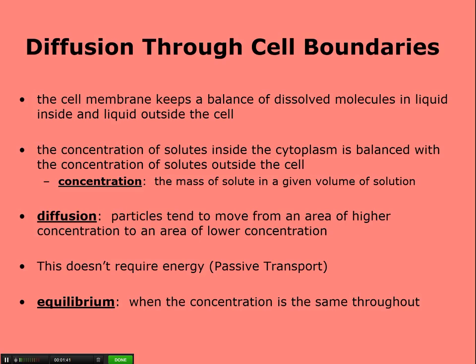Diffusion occurs because particles tend to move from an area of high concentration to an area of low concentration. This doesn't require any energy, so we call this passive transport. Again, the cell's goal is to maintain equilibrium with its environment.